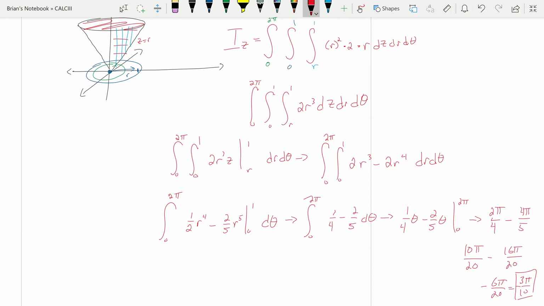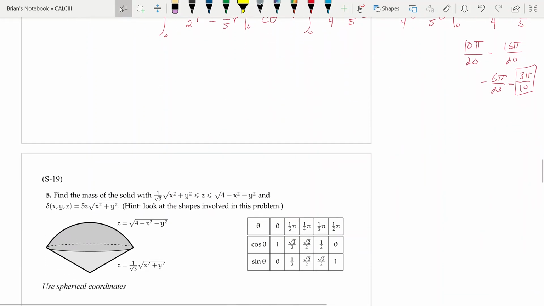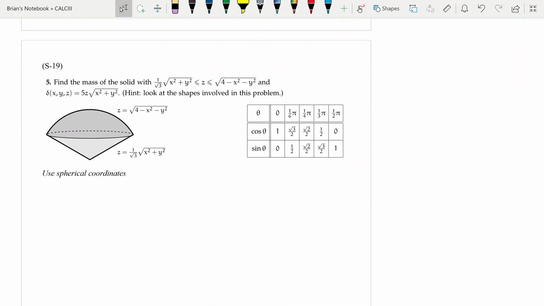Sweet. Awesome. Let's move on. Another exam problem, Spring 19. Well, this one was really recent. Find the mass of the solid, where z is less than or equal to another shape, and a density function that doesn't look very fun.